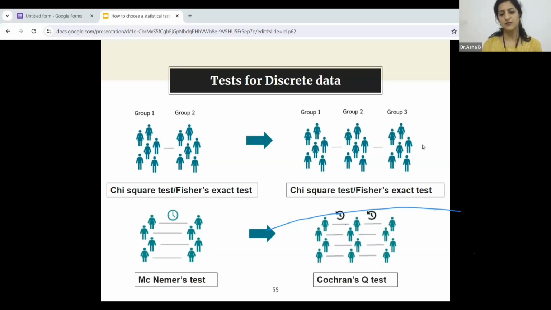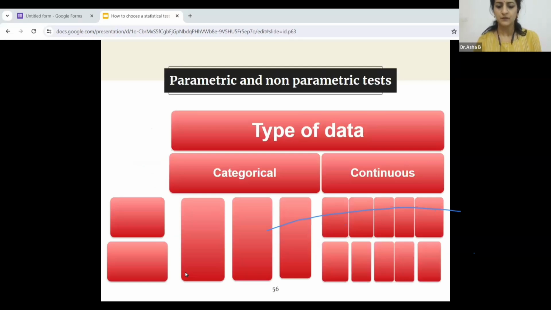These are almost similar to what we have studied for parametric tests: the unpaired t-test, ANOVA, then the paired t-test, and then repeated measures ANOVA. So when we have discrete data, we see what data we are taking, different groups or the same group, and then we select the statistical test.